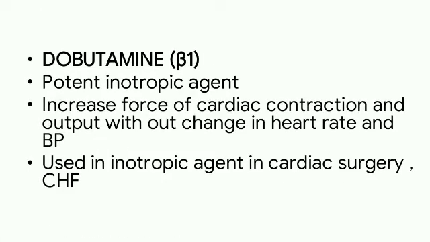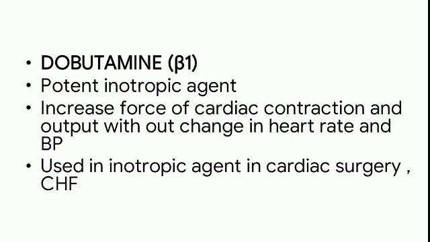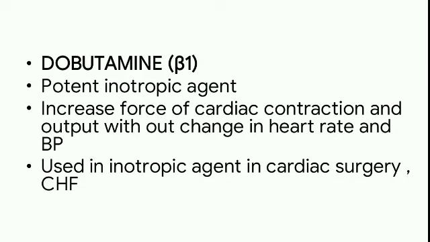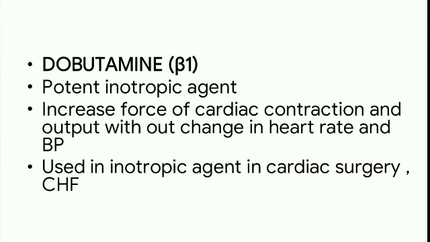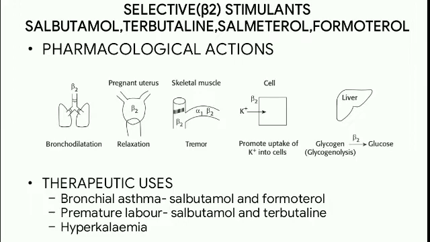Moving on to dobutamine, it is a beta 1 agonist. Dobutamine is a potent inotropic agent. Inotropic agent in the sense which increases the contraction of heart, and this increases the force of cardiac contraction and output without changing the heart rate and the BP. And they are used as an inotropic agent in the cardiac surgery and in the chronic heart failure.